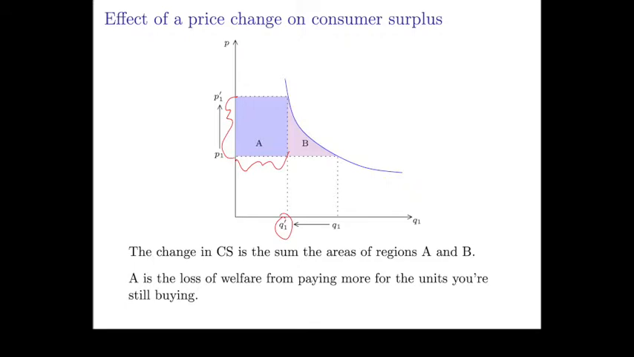That's what A represents. B represents a loss of surplus because they're just buying this many fewer units. So that's how we can break up the two parts of the loss of consumer surplus from a price increase.